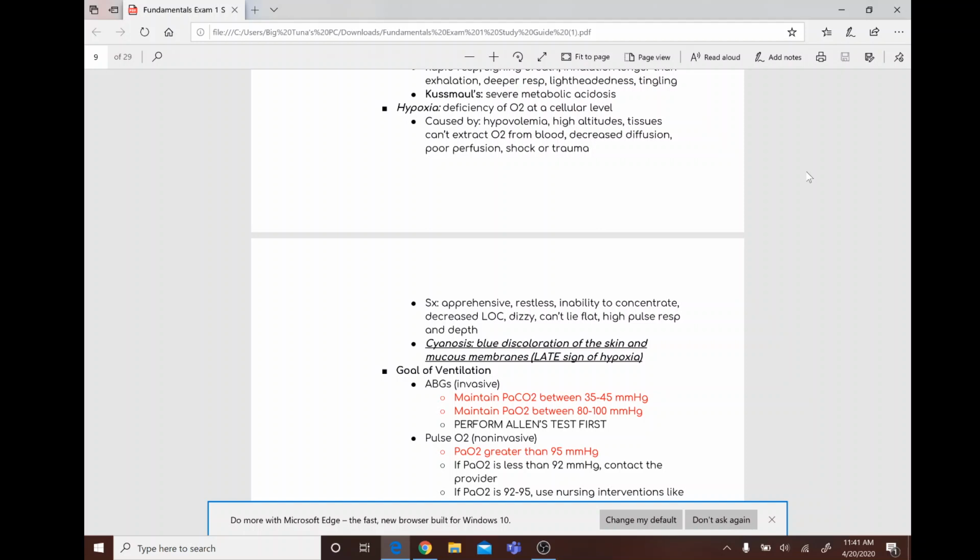Apprehensive, restless, inability to concentrate, decreased LOC, dizzy, cannot lie flat, high pulse rate, respiration, depth. When would you see cyanosis with hypoxia? Late stage.